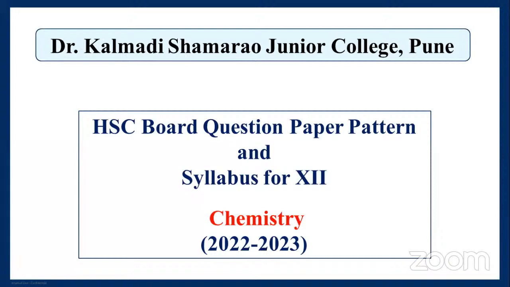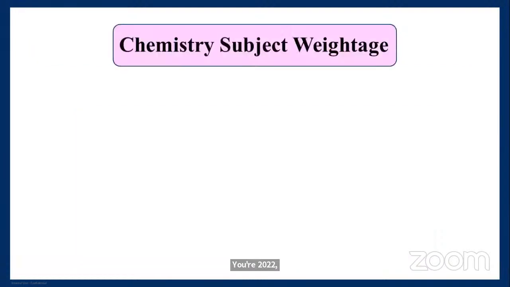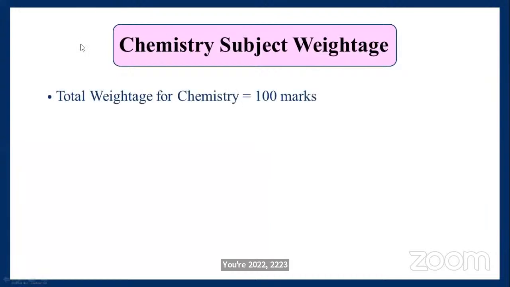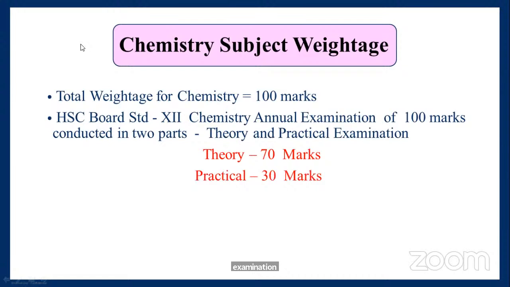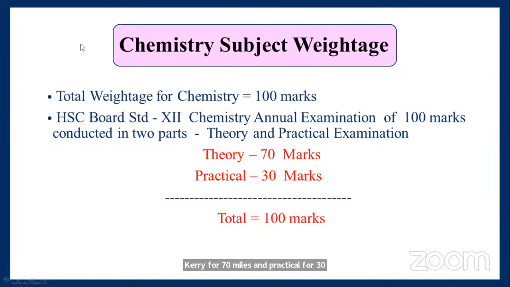Good afternoon, everybody. Today we are going to see HSC board paper pattern for chemistry, year 2022-2023. First, we see chemistry subject weightage. Total weightage for chemistry is 100 marks. For 100 marks, it includes theory and practical examination. Theory for 70 marks and practical for 30 marks. Total 100 marks for chemistry.